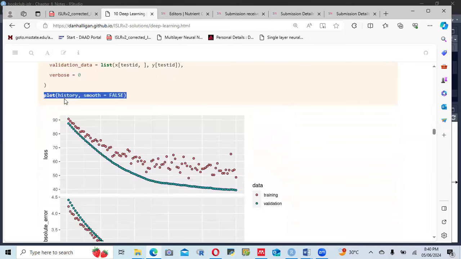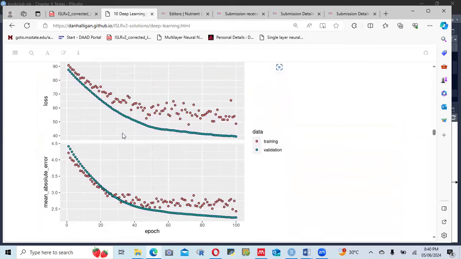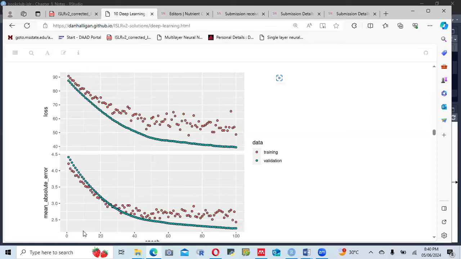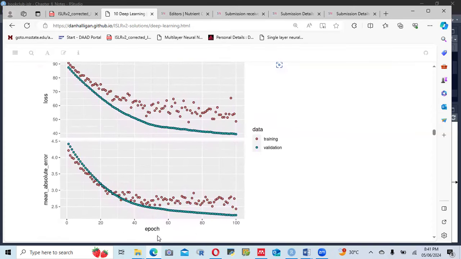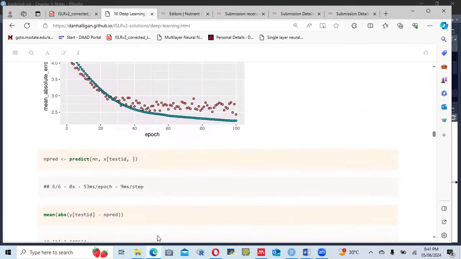When we now run the plots for the history, smooth is false. We are now going to have this plot where on the x-axis we specify the epochs. Then on the y-axis, we have both the loss and the mean absolute error for both the training and the validation data sets, which we use in evaluating the performance of the neural network model which we fitted.